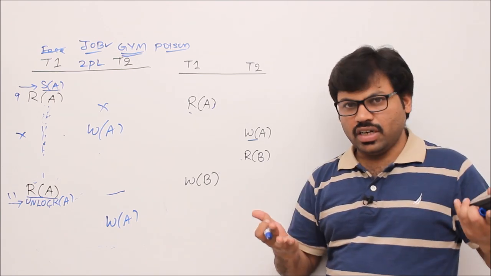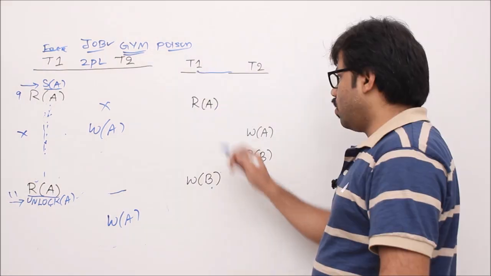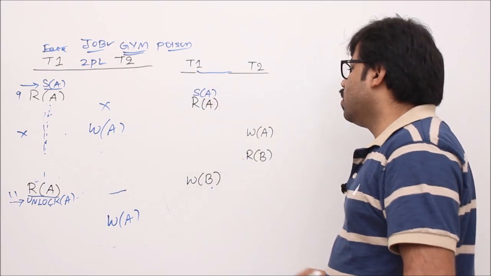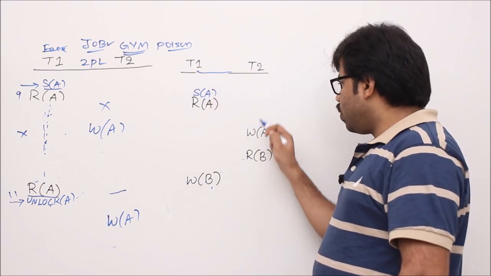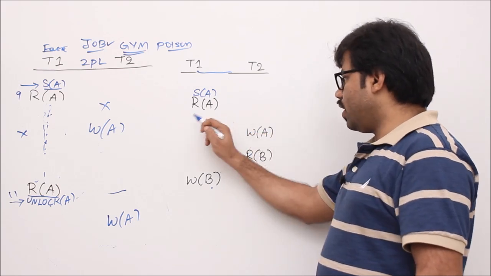Is there any possibility for the DBMS to acquire the locks? We'll try as a human being. Now, read of A. Here we can keep a shared lock, right? Since T2 wants an exclusive lock on write of A, before that we should release it, right?